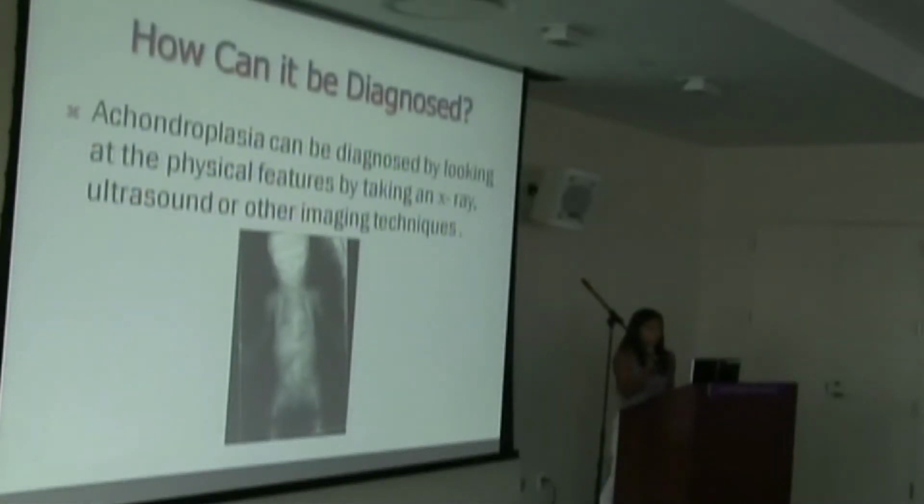How can it be diagnosed? Doctors can use any imaging techniques like X-rays or ultrasounds, and with this they allow the doctors to see the structure, the physical features of a child. Like in the picture, there's an X-ray of a baby with achondroplasia, and they usually look at the legs because those that do have the disease, they cannot develop long bones.